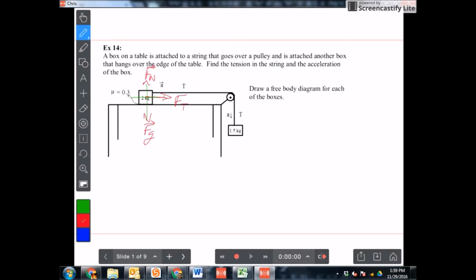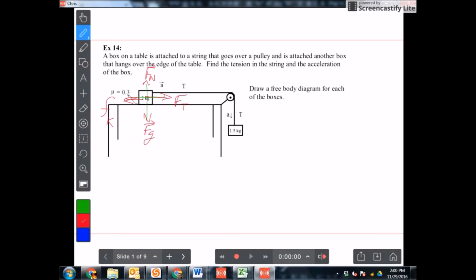Now, did we say that there's any friction in here? Okay, cool. Then yes, you're right. Very good. Okay. So we've got a frictional force. Now, what kind of friction do you think this is going to be? Kinetic, because that box is going to be sliding along.